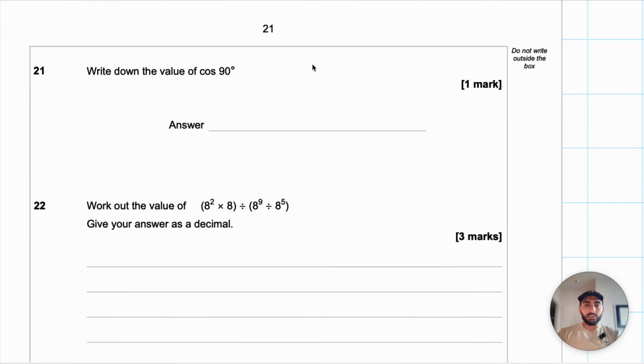Question 21. Write down the value of cos 90. We can use our exact trig value table for this one. So I just draw a big square root. I've got sine and cos. Start with sine because it's the origin. And because it's origin, we start with 0, 1, 2, 3, 4. Go backwards from there, 4, 3, 2, 1, and 0.